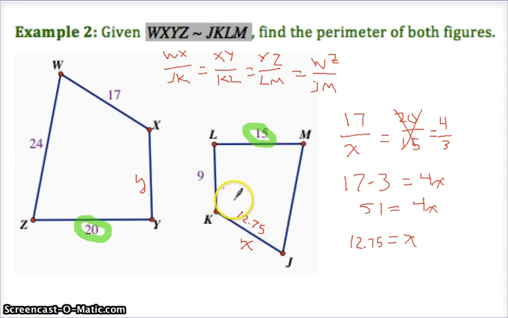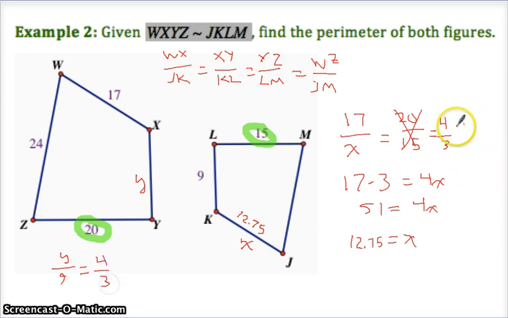Then these sides over here, what am I going to do? If I'm looking for this, so I found this x. To find this y, that's XY. XY over KL, so that's XY over KL, which is 9. That also equals our favorite fraction of 4 over 3.